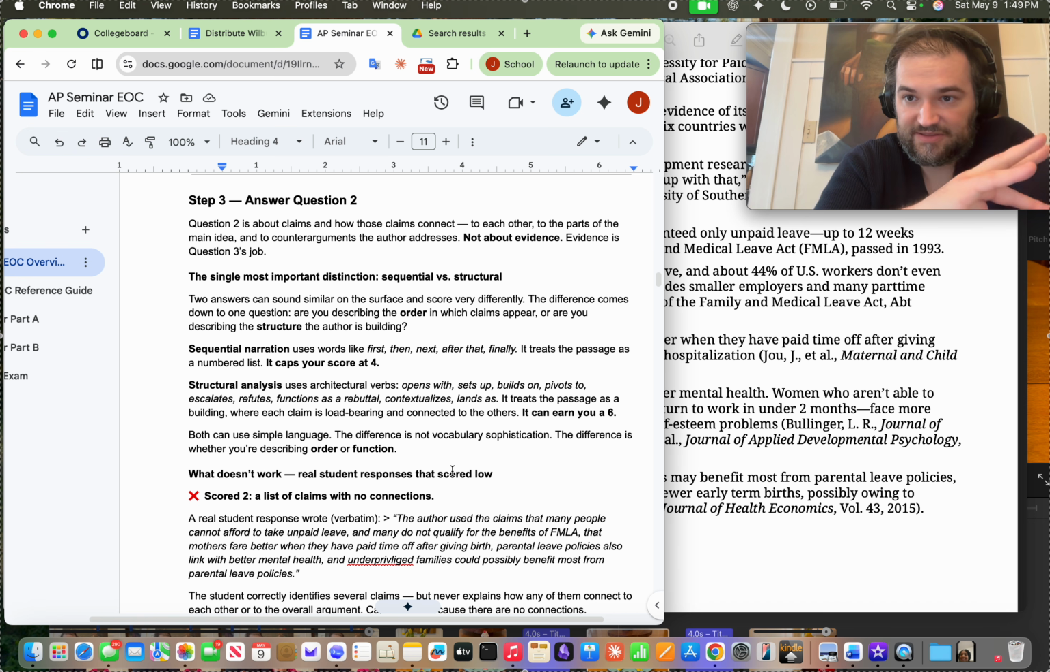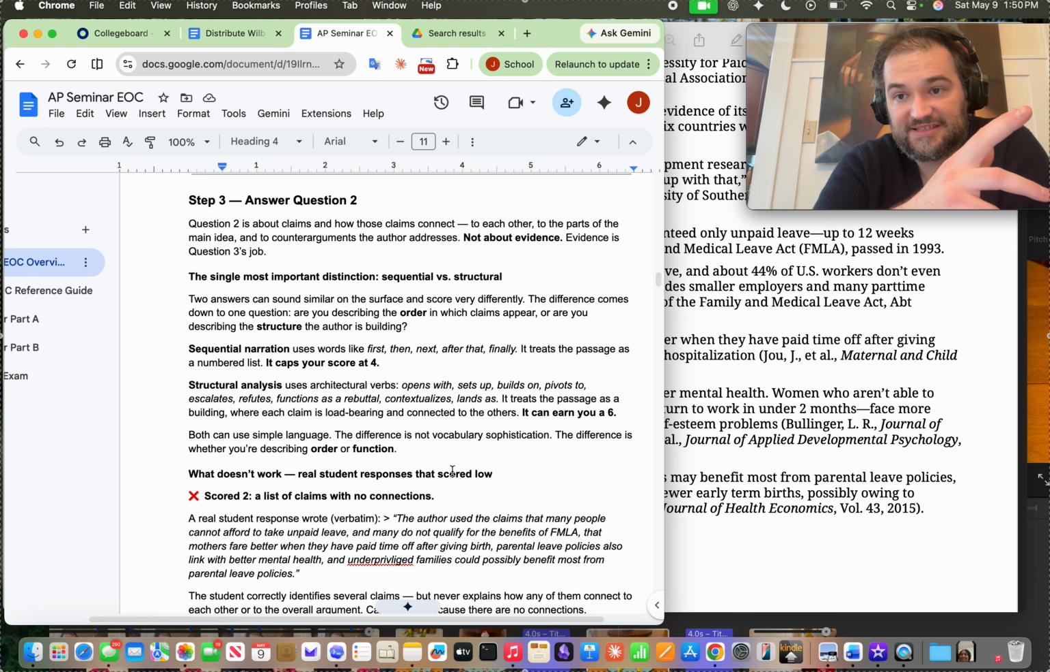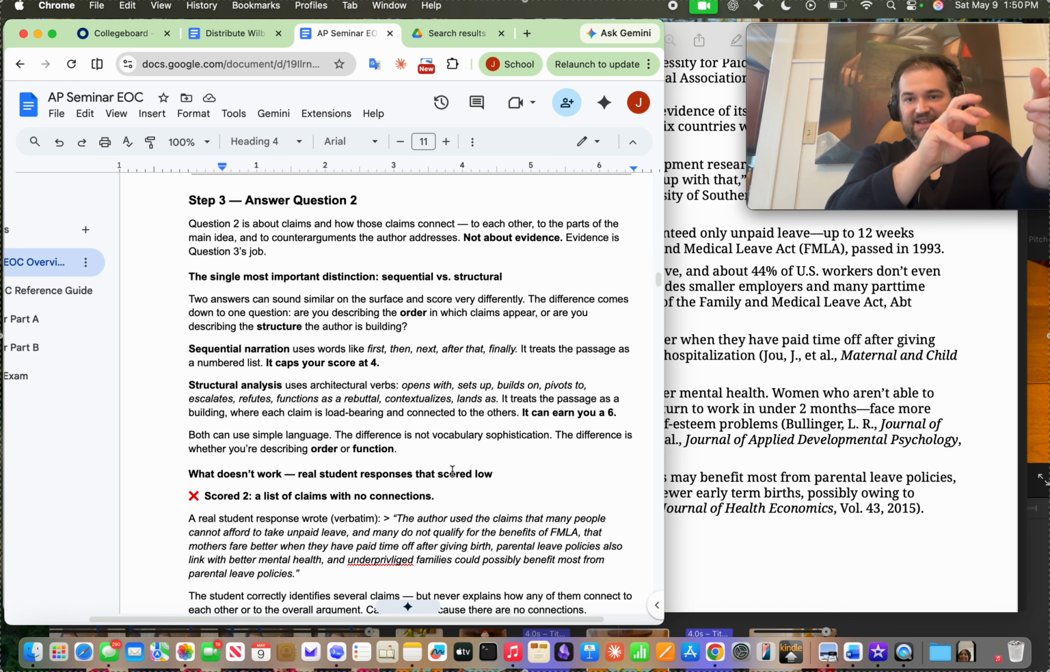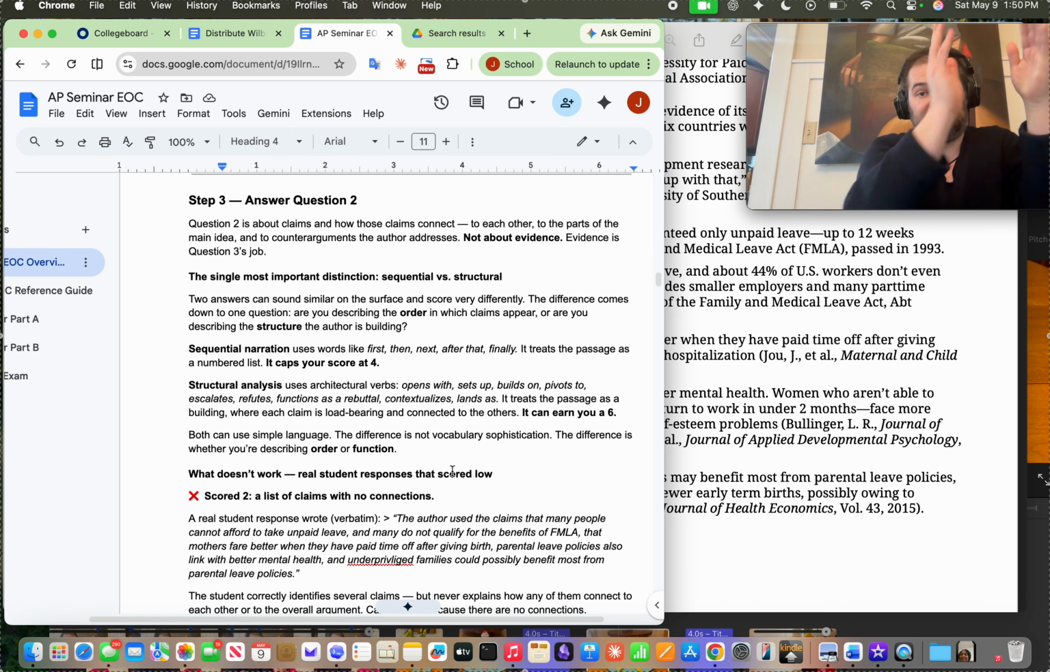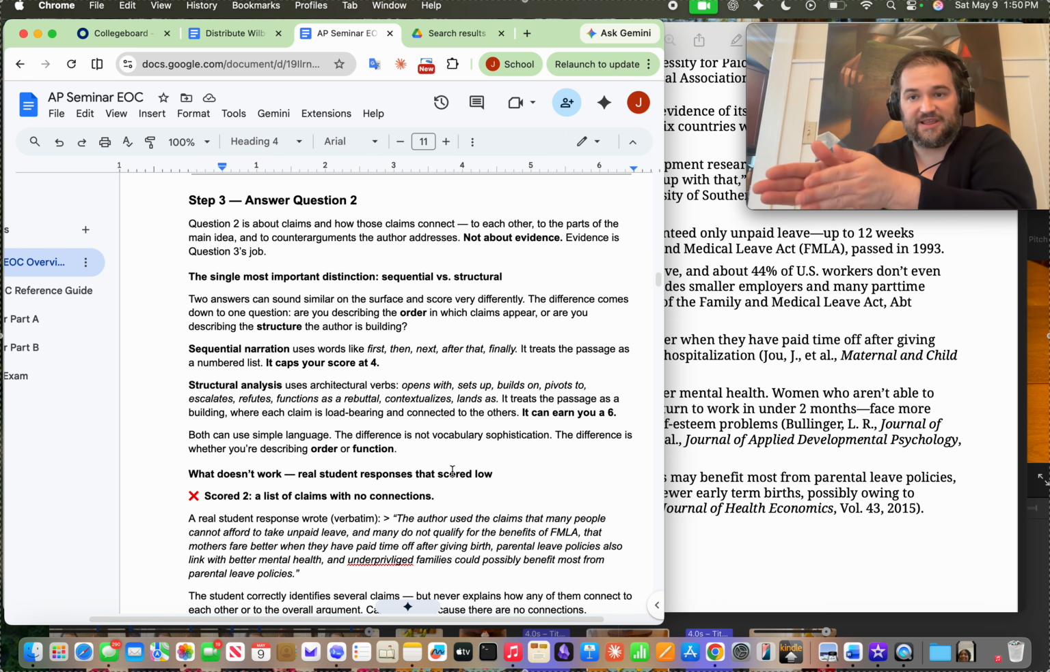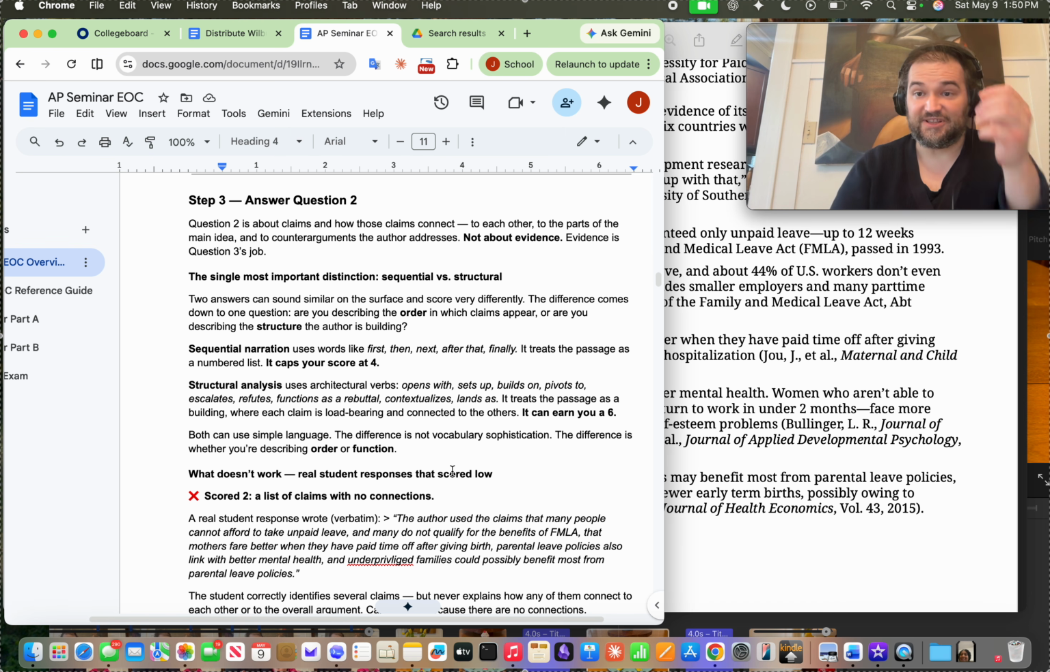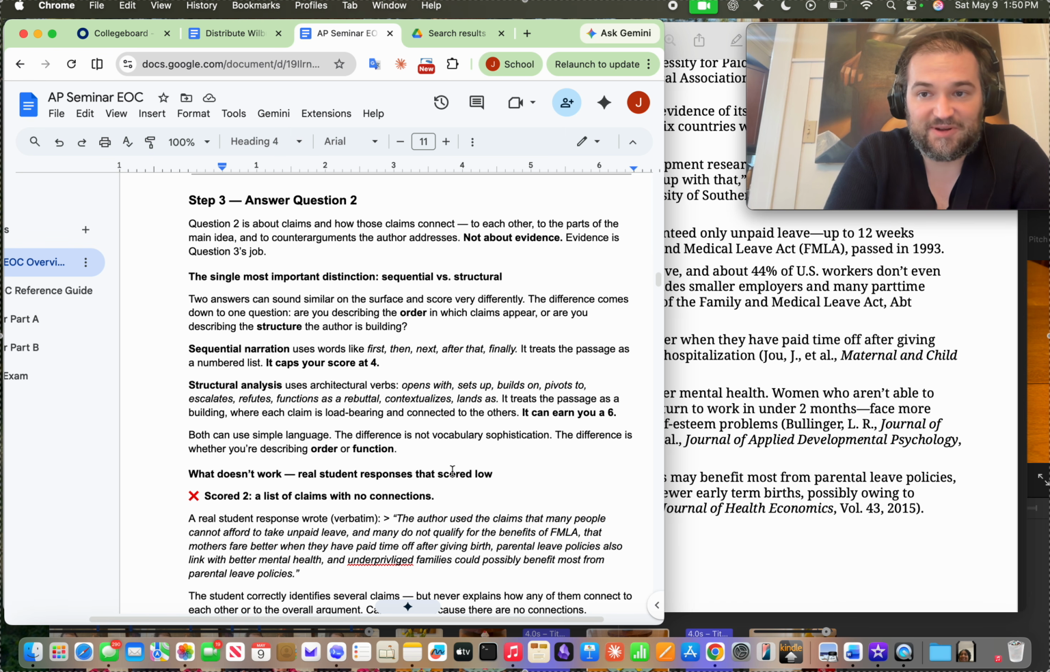You're going to take the 3 parts of your main idea, and explain how the author builds a structure, like building a building, that goes from the first claim to the second, or from the first part of the main idea to the second to the third. However, you're not going to describe it with language like, first they go here, second they go here, third they go here. For some reason, the AP really truly hates that. It really bothers them. So what you're going to do instead is use architectural language. You're going to say that the author opens with this claim, then builds upon that claim with this other claim.